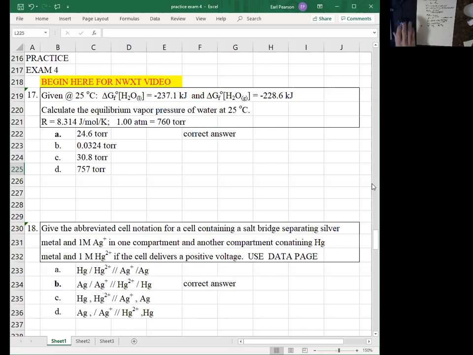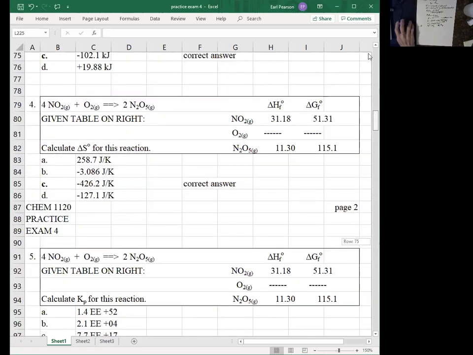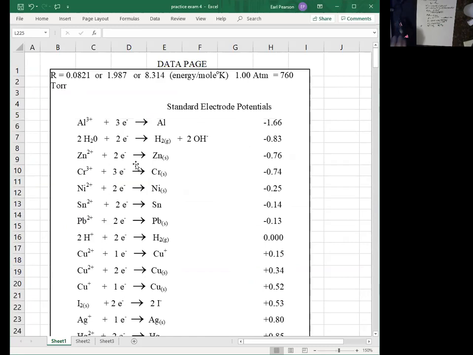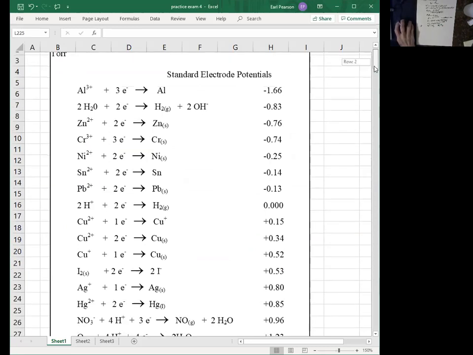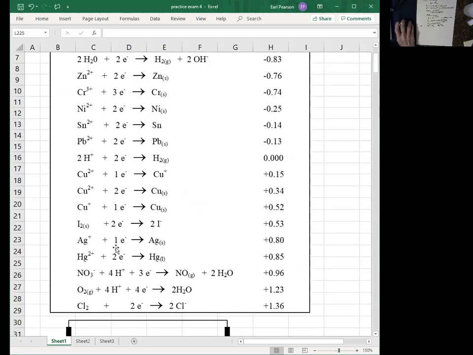Now let's go to the data table and get the values. Here are the cell potentials, and we're looking for silver and mercury. They're fairly low on the table, right adjacent to each other, right here. So the Ag plus reduction occurs at plus 0.84 volts, and the mercury reduction is plus 0.85 volts. Okay, I've got the data that I need.